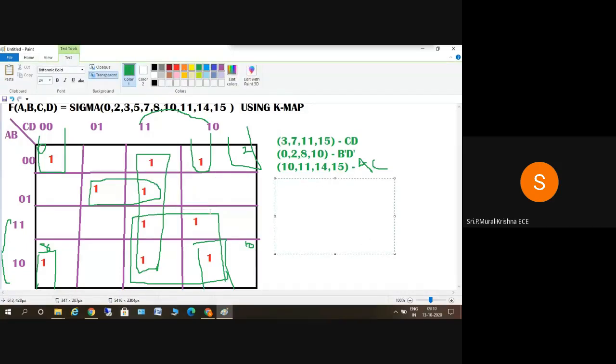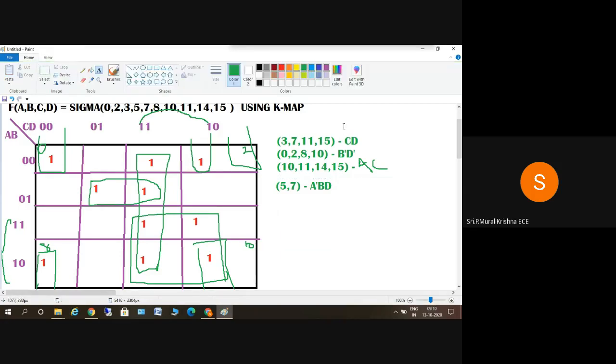Okay, and we have 3 quads and 1 pair. So the pair is 5 and 7. It's A bar BD because there is only one row term, so we select all of these, A bar B, and these two columns here. In these two columns, the common one is D. So A bar BD.